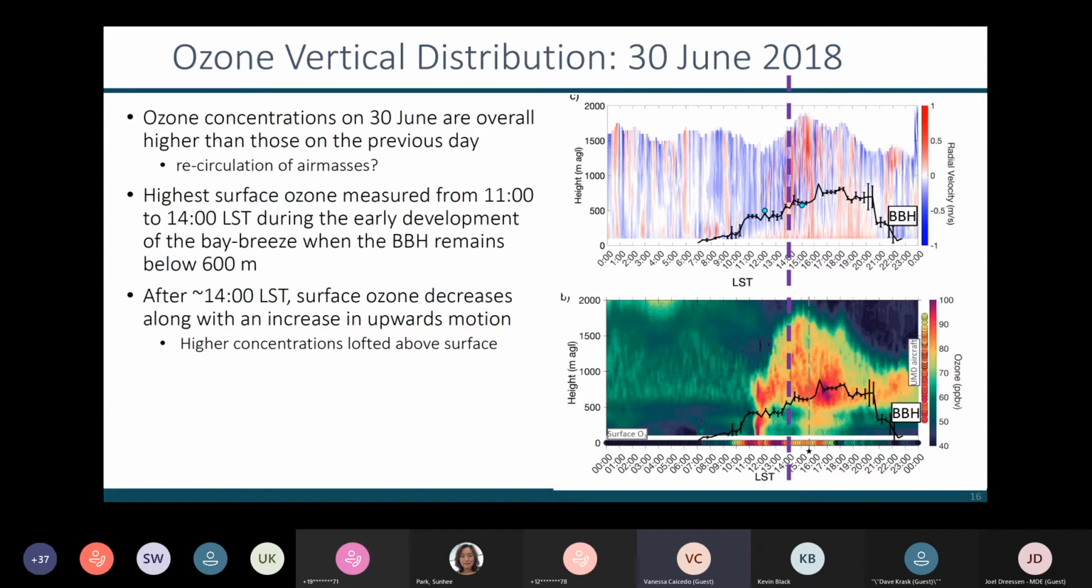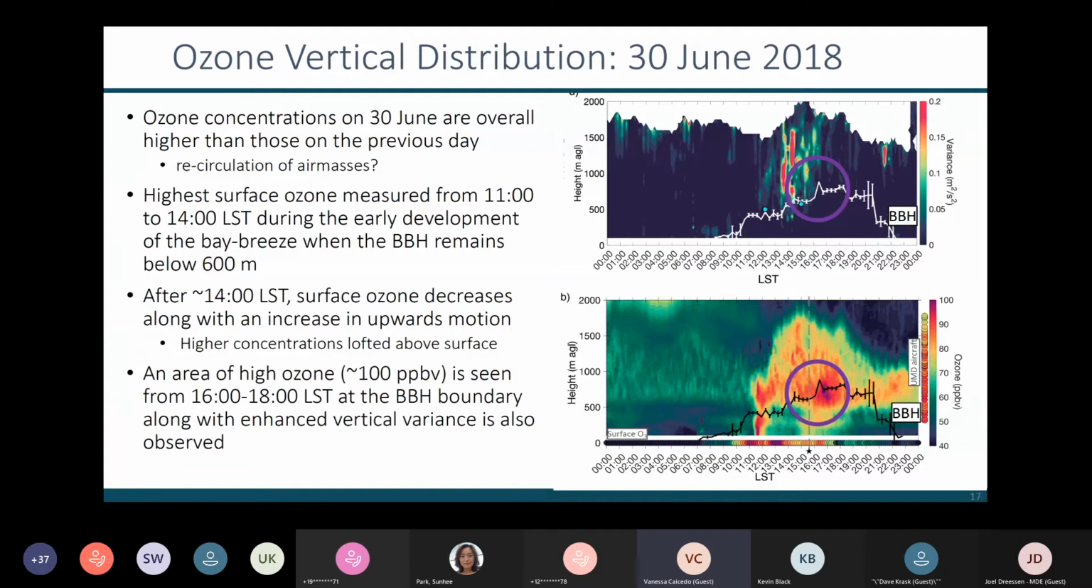If we have constant upwards motion, or just increased upwards motion, that could be preventing those ozone concentrations from being kept really lofted above the surface, as we see in this image on the bottom. The area of the highest ozone is also right at that boundary of the Bay Breeze height. So that was another indication: could we also at these times be seeing some sort of entrainment? Could that contribute to any pollutant concentrations within that Bay Breeze flow, as is indicated by that slight enhancement in the variance?